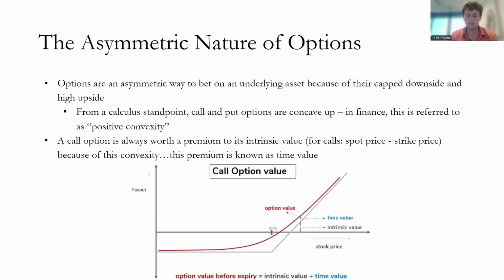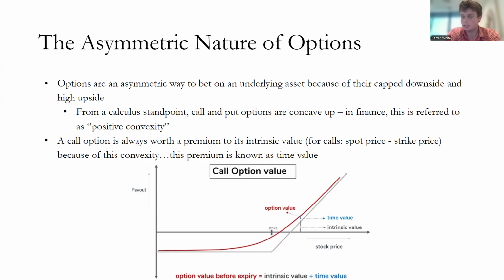So this diagram really shows why options are asymmetric. There's two lines here. There's the first one in red, which shows the option value at a variety of underlying asset prices. And then you also have the intrinsic value of the option. The intrinsic value for a call option is just the spot price minus the strike. So let's say that the underlying, the spot price, is 10, and the strike price is 5.